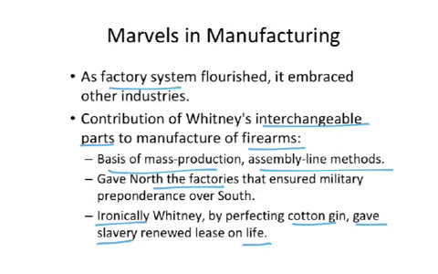So interchangeable parts basically meant that there were many pieces that made up the firearm, and instead of having the firearm break and having to replace the entire firearm, then you could replace just a piece, and that's what makes the factory system possible. So basically, it gave the North the factories that ensured the military preponderance over the South.